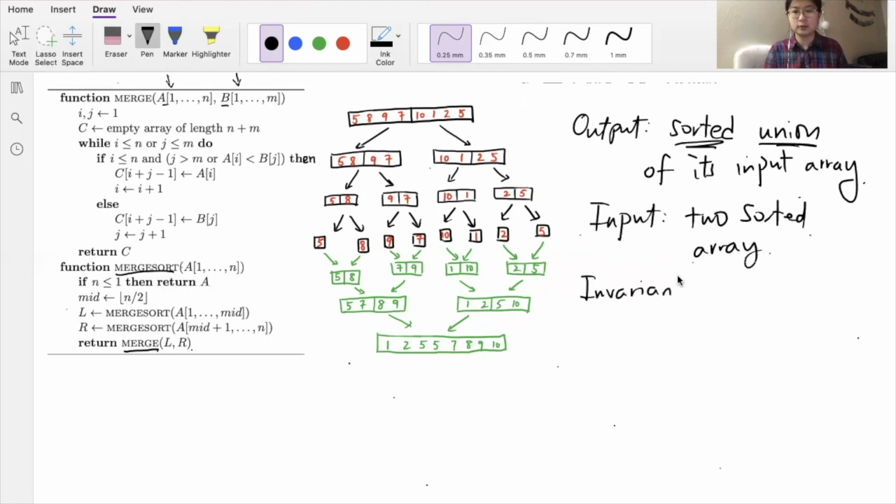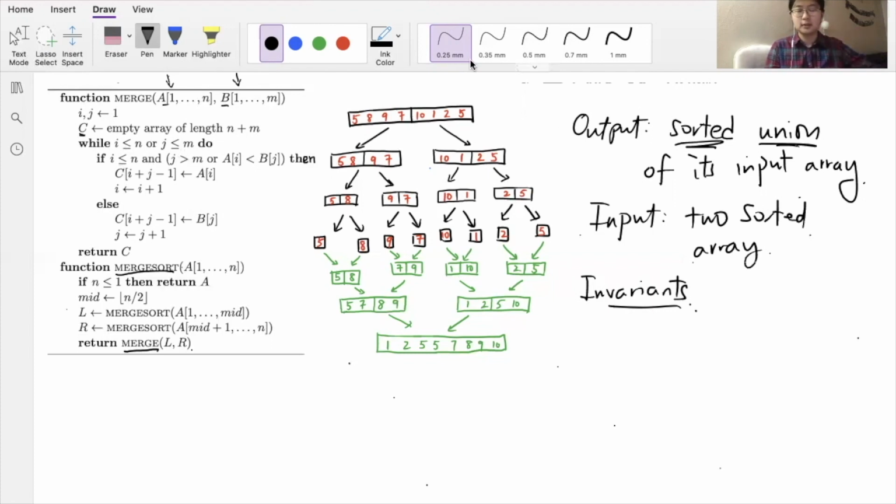The idea is that you want to show that at each step, every time you insert a new element into the array C, the new element is at least as big as the one that has been previously inserted, and it's going to be smaller than everything else that comes after. Okay. So again, you should convince yourself that this invariant is held.